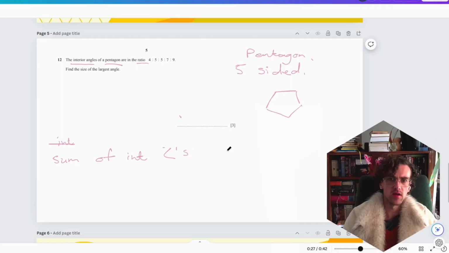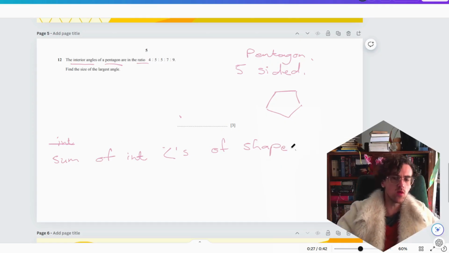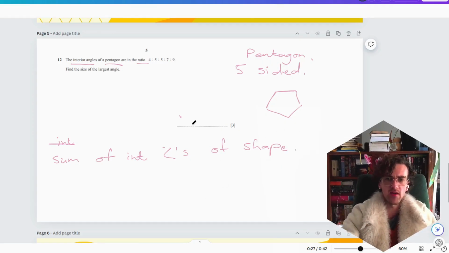angles of a shape. Okay, so how do we work out the sum of the interior angles of the shape? Like, how does that all work? So we're going to need to know what the total angles are inside a pentagon, right? In order to figure out the size of the largest angle.